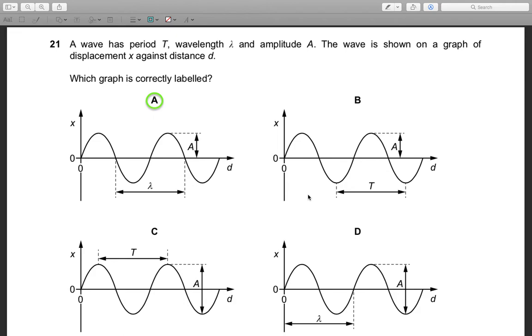See graph A. If A is the correct answer, yeah. The amplitude is correct. And then the lambda is also correct, because this is in d, not in T. This is in distance, not in time. And then here, this is the period. This is the wrong way because this is distance. This answer is the correct answer.